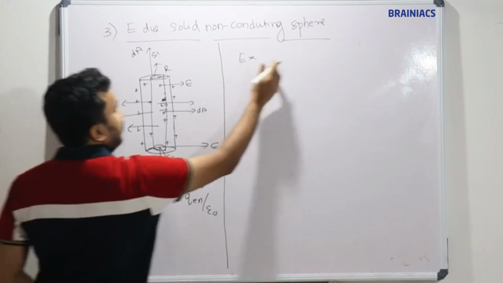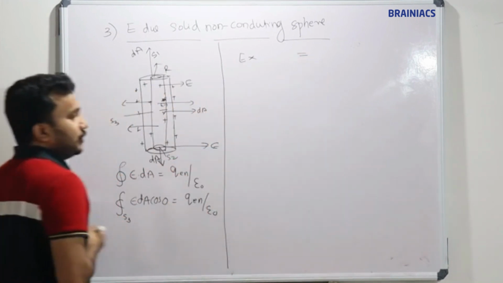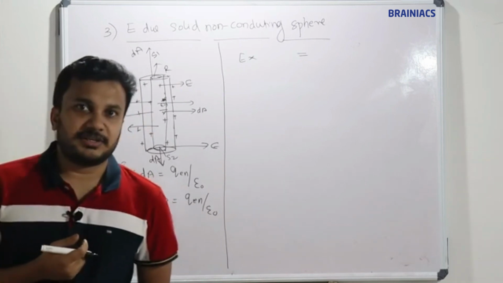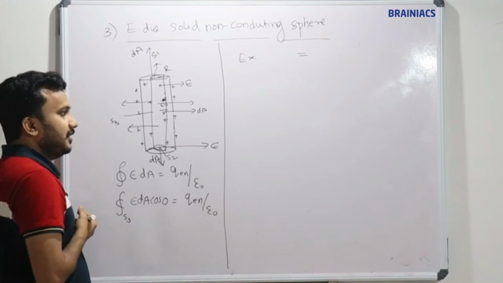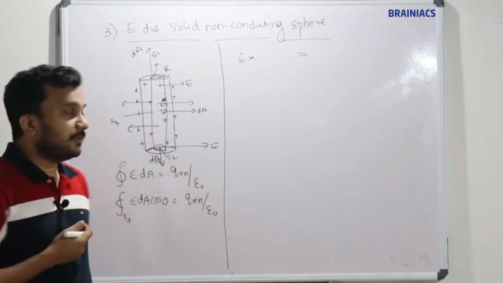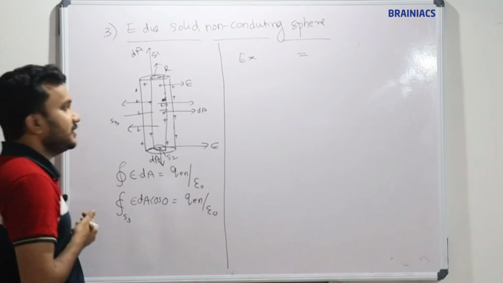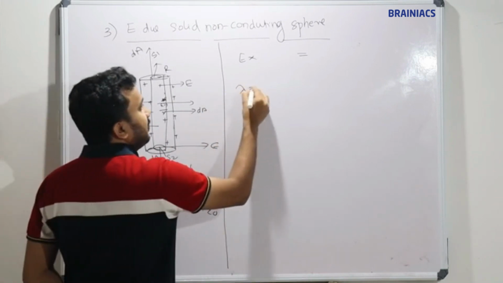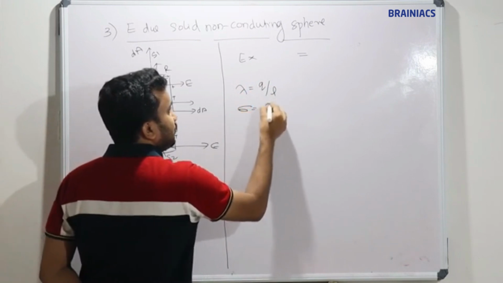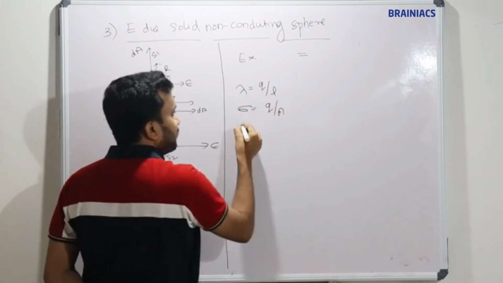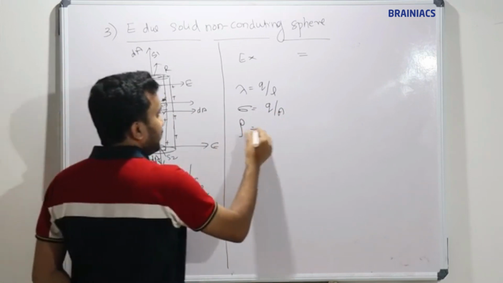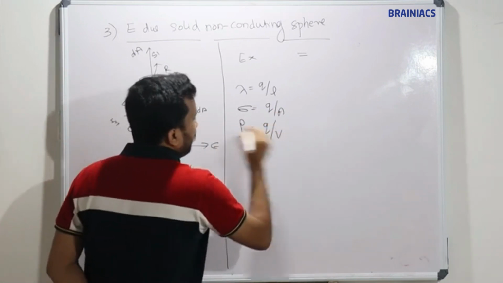I'll hold this here and go to the right side, to Q enclosed. As we learned in the previous sessions, we have parameters like linear charge density lambda, which is charge by length. We have surface charge density, which is charge by area. We also have volume charge density, called rho, which is charge divided by volume.